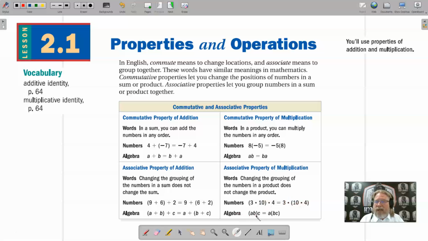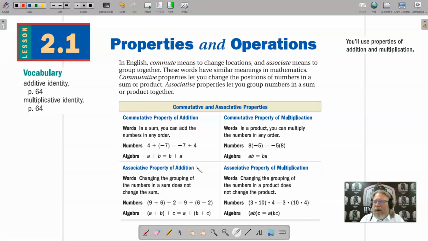In algebra, we could say this as the product of A times B, then multiply that times C, is the same as the product of B times C, then multiplied by the factor of A. So there it is, the commutative property. Commutative means to change position because commute is the root word.